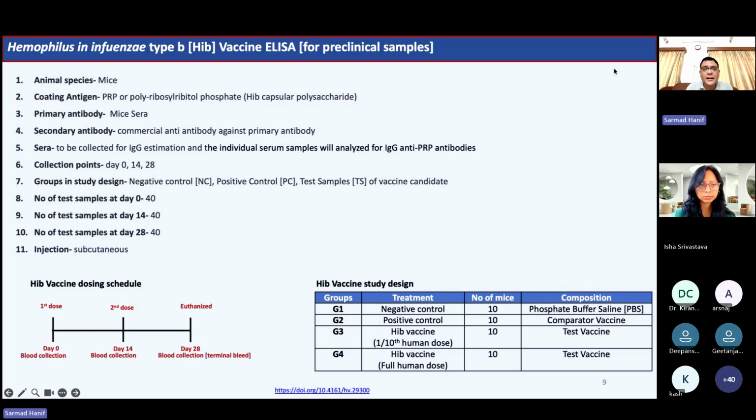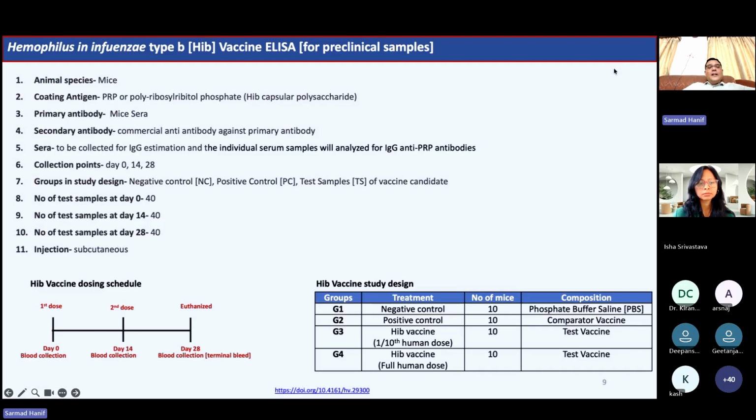Here in this case, I have taken Hemo... I'm so sorry. It is actually written Haemophilus influenza. Sorry for that. It is actually Haemophilus influenzae type B, which is the Hib vaccine ELISA for preclinical samples. Preclinical in the sense that it is in the animals.